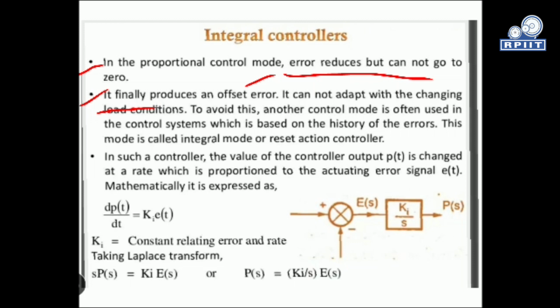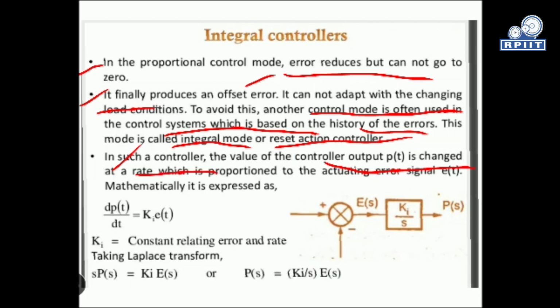To avoid these problems, another control mode is often used in control systems, which is based on the history of the error. We consider that type of controller whose output depends upon the past value of our error, and this mode is called integral mode or reset action controller. Integral mode or reset action controller means the past value of error will be used by the controller to take an action.